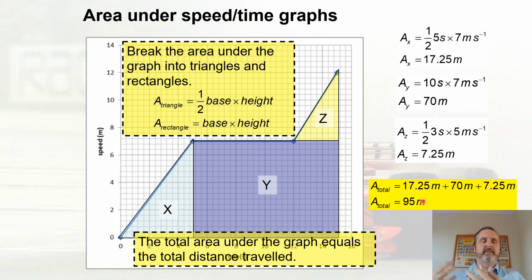And then we had this third idea here, that if we take all of the area under a graph and we use these shapes, the triangles and rectangles, to find out the area under the graph, that will actually tell us the distance that the object went when we're working with a speed time graph.